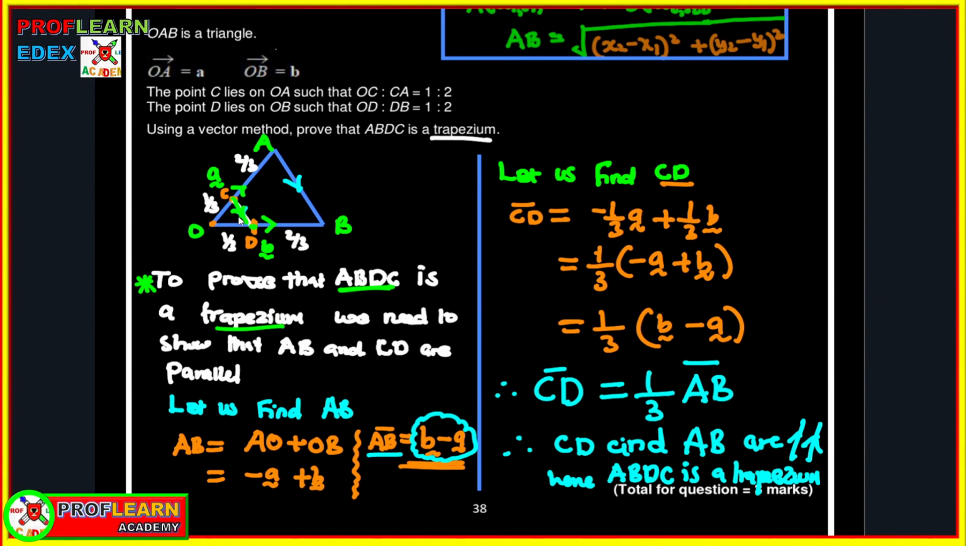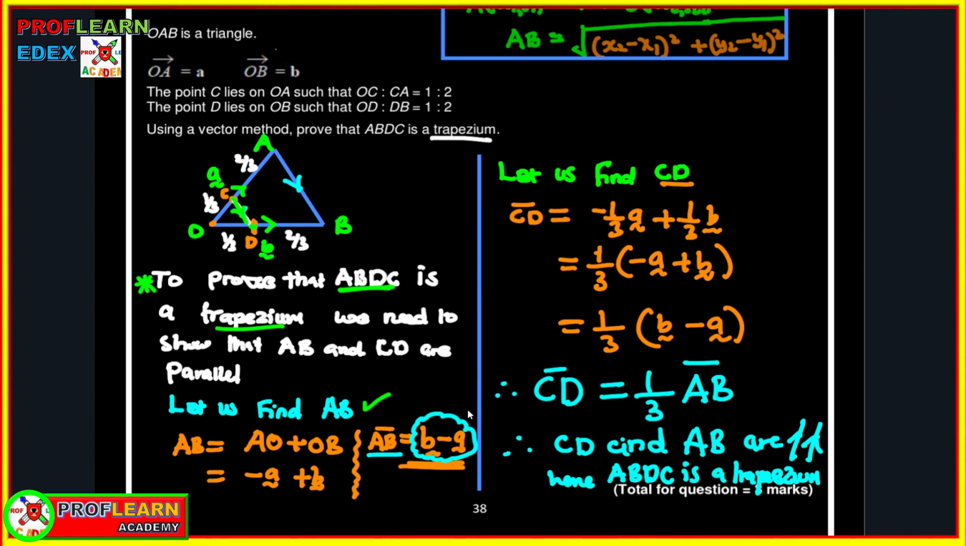And how will you be able to prove that they are parallel? You need to find what CD is and you find what AB is, then you check whether they are multiples of each other. So for instance, let us find AB. To find AB, we move from A to O, right? Remember, we are finding AB. We are going against the arrow, then we move to OB.